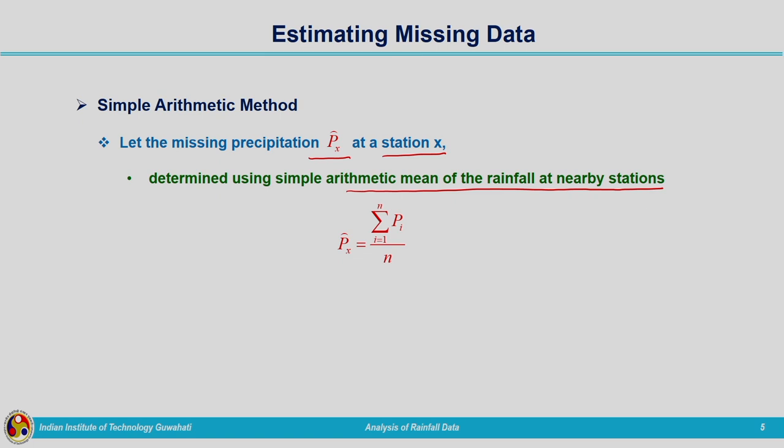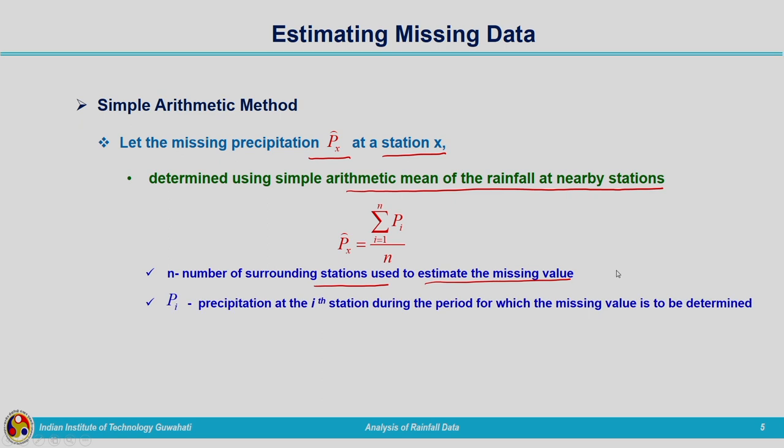Px cap is equal to summation i equals 1 to n of Pi divided by n. In this, n is the number of surrounding stations used for estimating the missing value, and Pi is the rainfall at the ith station during the period for which the missing value needs to be determined.